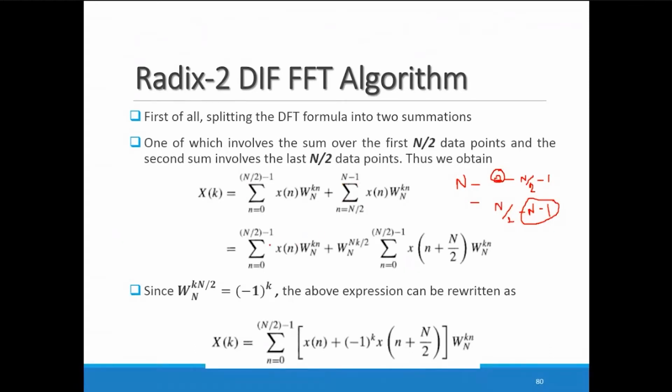Now, whatever summation we have written over here, sigma n is equal to 0 to N by 2 minus 1, and the second term is x of n into omega N raised to kn plus omega N raised to kN by 2, sigma n is equal to 0 to N by 2 minus 1 of x of n plus N by 2 into omega N raised to kn. So this is nothing but the second step, simplification.